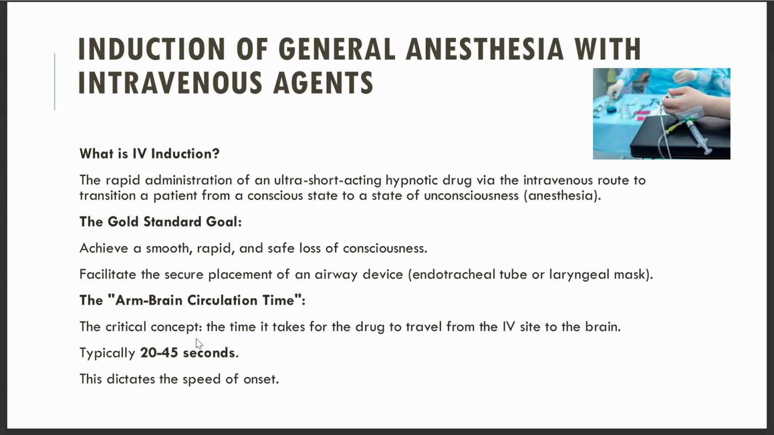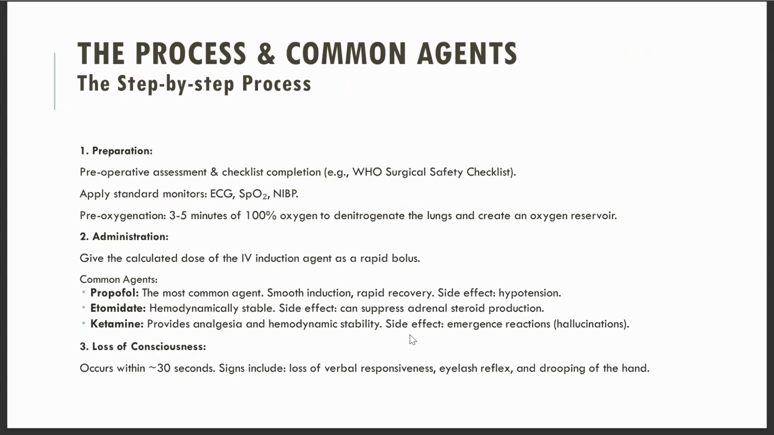The critical concept is the time it takes for the drug to travel from the IV site to the brain, typically 20 to 45 seconds. This dictates the speed of onset. Okay, advancing to the next point, the process and common agents, the step by step process. First one is preparation, second is administration, and third one is the loss of consciousness.